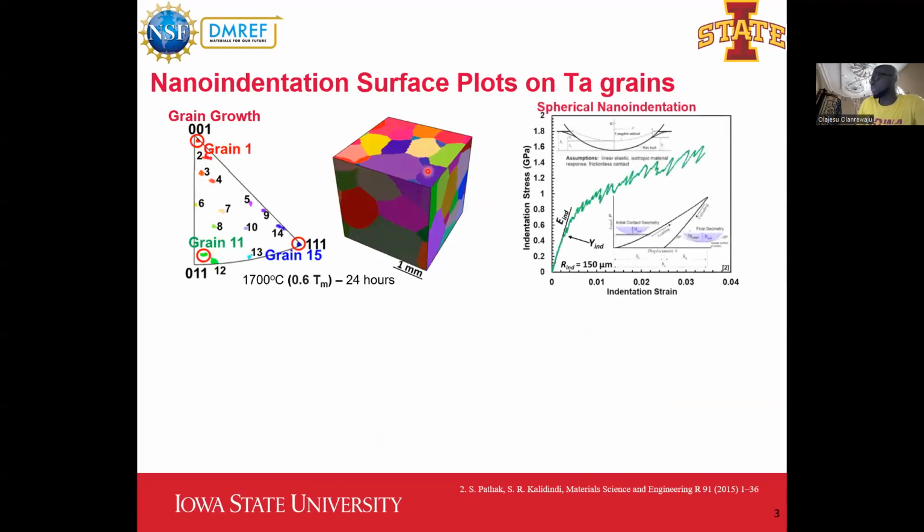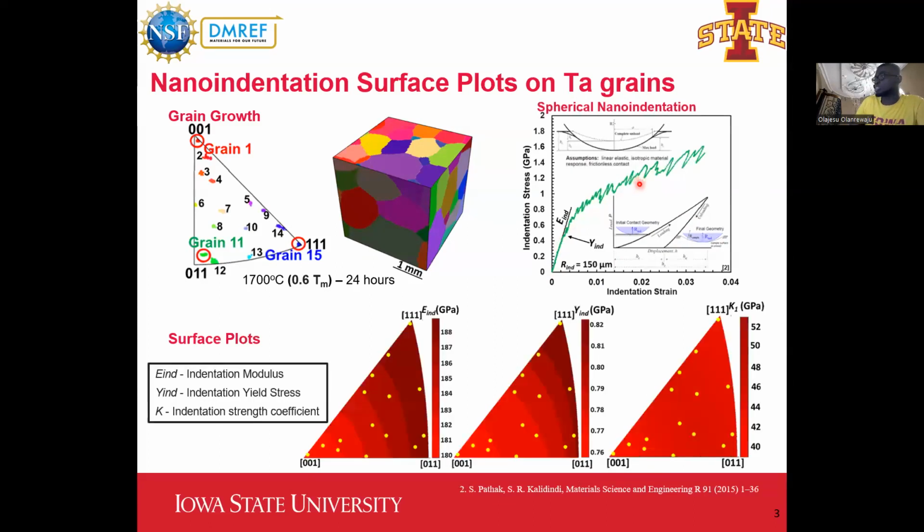And we use the spherical nano-indentation technique. The spherical nano-indentation technique uses the load displacement curve in order to give us the information on the indentation modulus, the indentation yield stress, and the plastic behavior or the strain hardening behavior in our polycrystalline tantalum material. With this, we could obtain surface maps for all the 15 grain orientations that were selected.